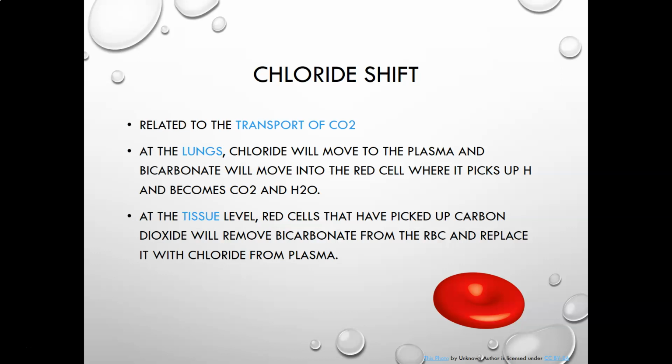At the tissue level where CO2 is generated, the red cells that pick up the CO2 then will dissociate it. They'll keep the hydrogen ion and tag it onto the globin part of hemoglobin, and they will kick the bicarb ion out of the red cell into the plasma. But then, of course, when they move that out, they have to replace it with chloride from the plasma. So they do a switcheroo every time when they arrive at the lungs and at the tissue level.